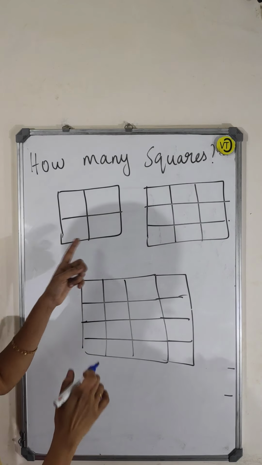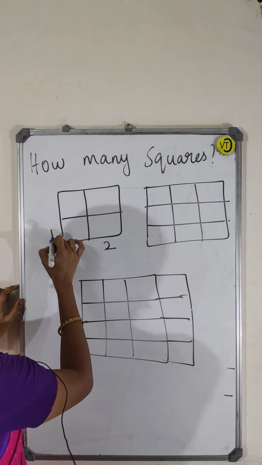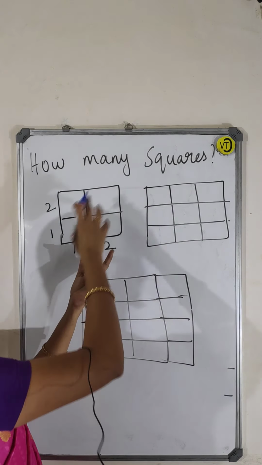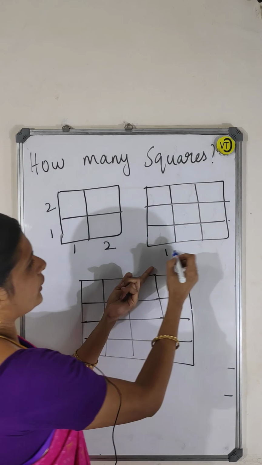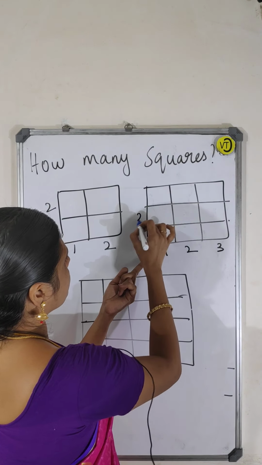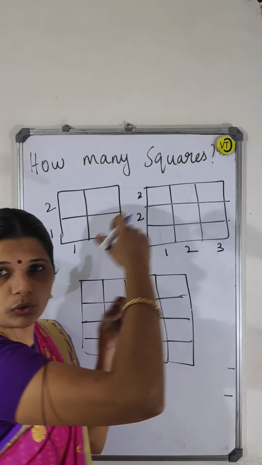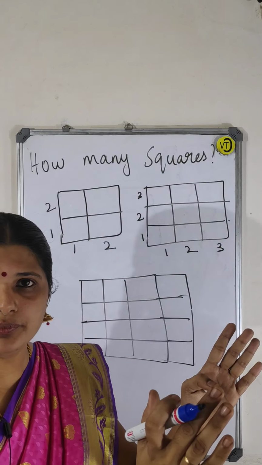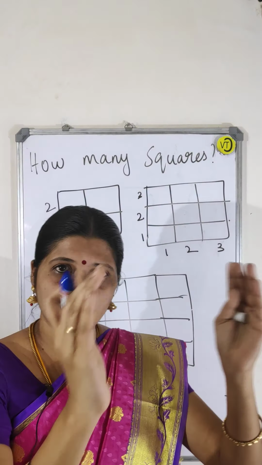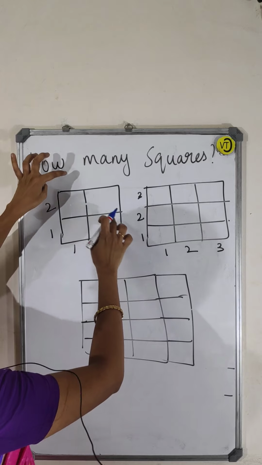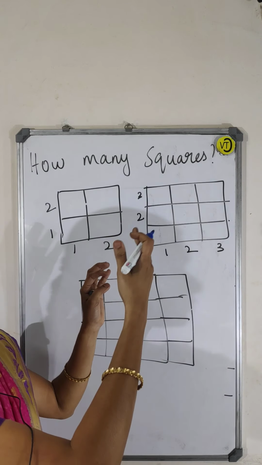So how many here? 1, 2, 1, 2. It is a 2 cross 2 matrix. Matrix means an arrangement, 2 cross 2. How many rows and how many columns? If rows and columns are the same, then that is a square, right? How many rows are there? 1, 2. How many columns? 1, 2. So it is 2 cross 2.